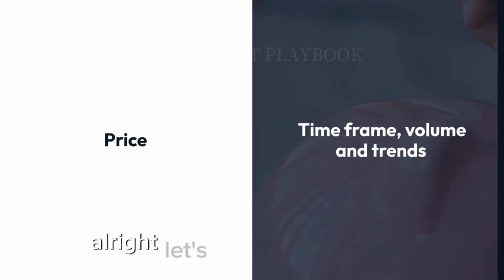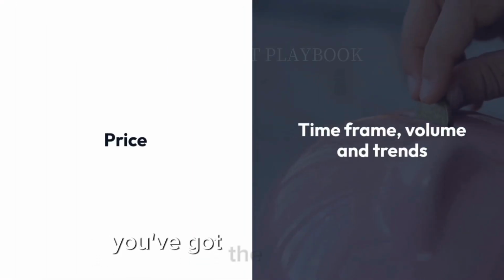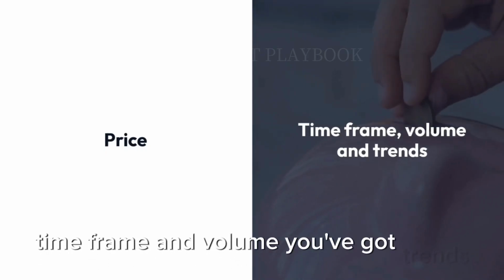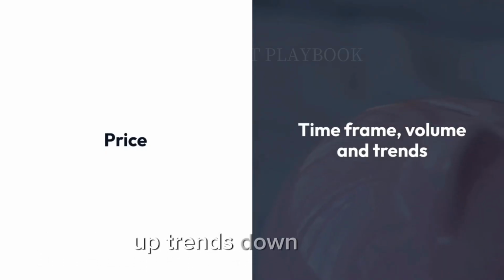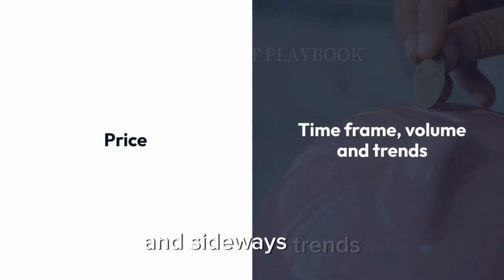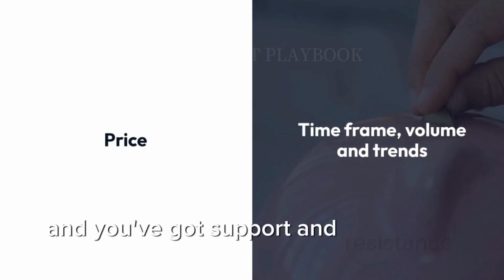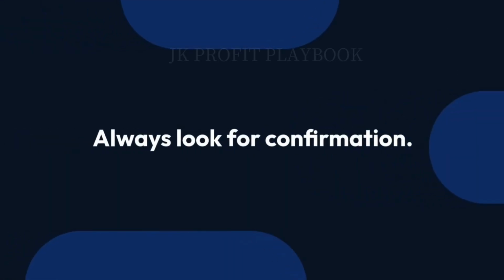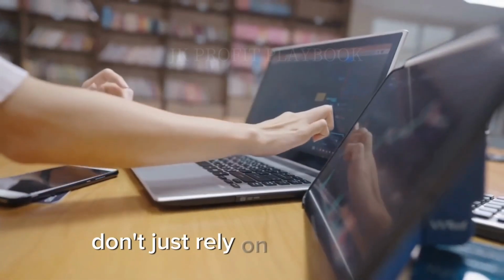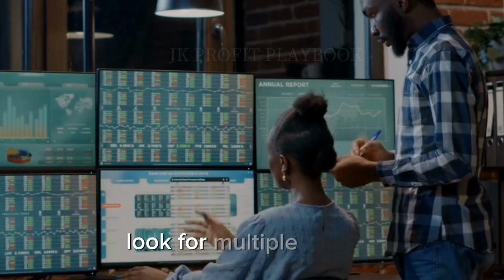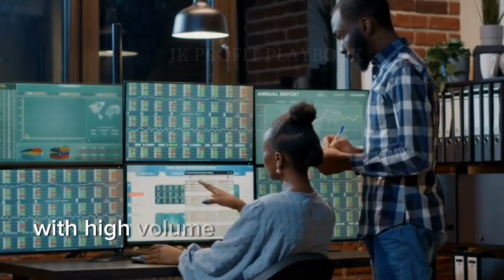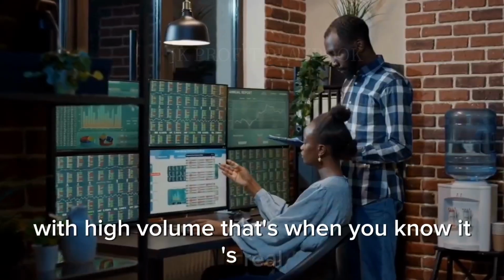All right, let's bring it all together. You've got the basics: price, time frame, and volume. You've got trends, uptrends, downtrends, and sideways trends. And you've got support and resistance levels. Now here's the golden rule. Always look for confirmation. Don't just rely on one indicator. Look for multiple signals, like a trend breaking through resistance with high volume. That's when you know it's real.